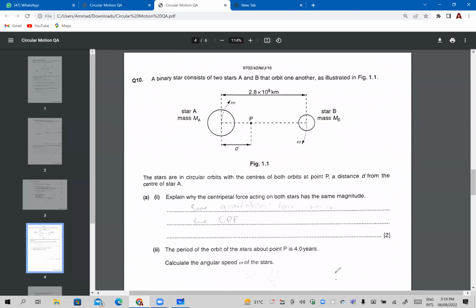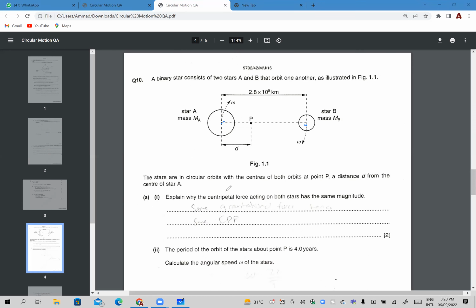Okay, let's look at this question here. A binary star consists of two stars, A and B, that orbit one another as illustrated in figure 1.1. Okay, so look at star A with mass A, star B with mass B, and they're separated by this dotted line. The separation is 2.8 times 10 to the power of 8 kilometers. Again, you see separation कहाँ से शुरू हो रही है? From the distance, from the radii. यहाँ से. We're discussing this in detail. Stars are in circular orbits with the centers of both orbits at point P, a distance d from the center of star A.